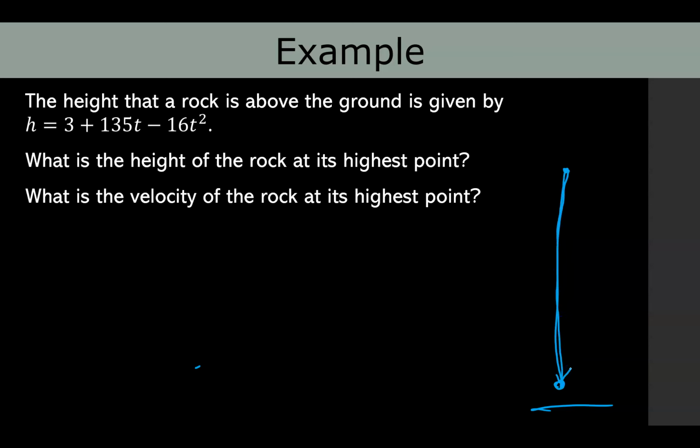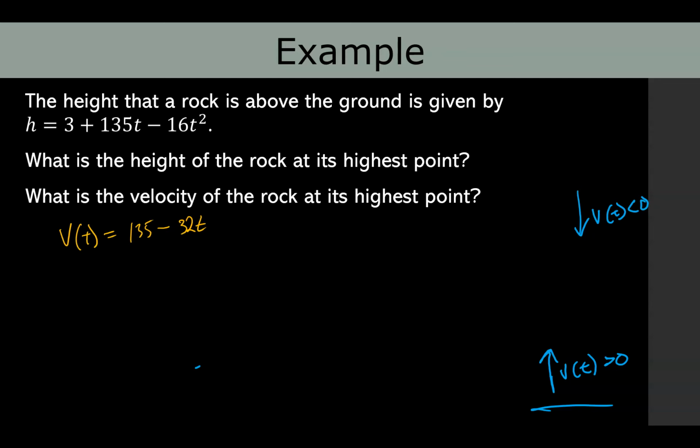The velocity of the rock at its highest point is kind of knowable, thinking about an intermediate value theorem thing. So on the way up, the velocity of the rock is positive. And on the way down, the velocity of the rock is negative, which means at the highest point, the velocity of the rock is 0. So we're going to do that first. So velocity of the rock, we already had that.